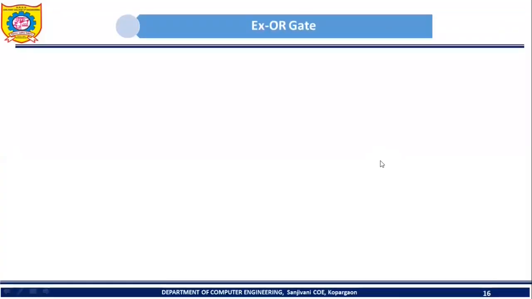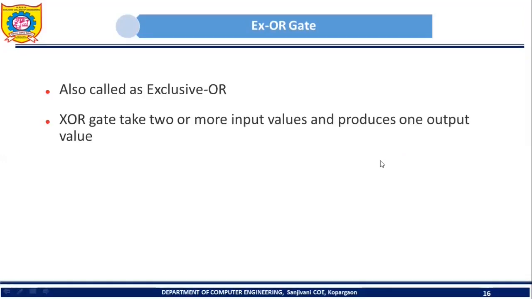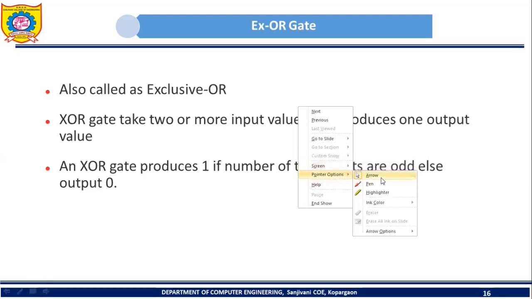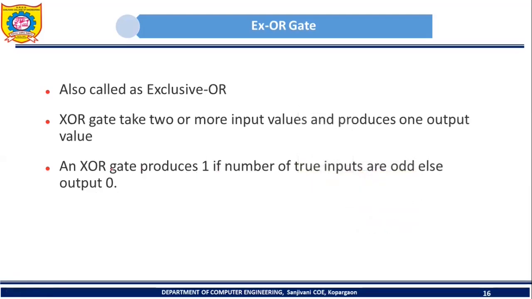Next type of gate is XOR gate. It is also called exclusive OR. XOR gate can have 2 or more than 2 inputs and it produces one output. Output of XOR gate is 1 if number of true inputs are odd, else output is 0. Very important statement, so please try to understand it again.